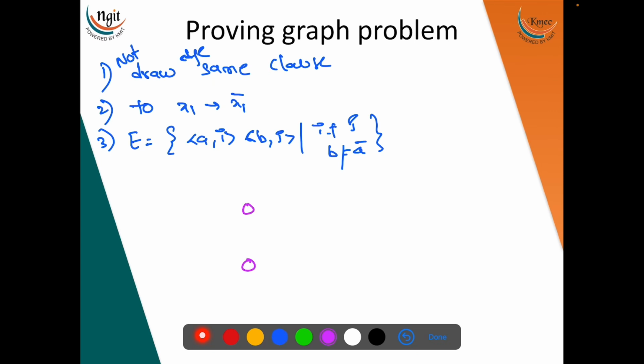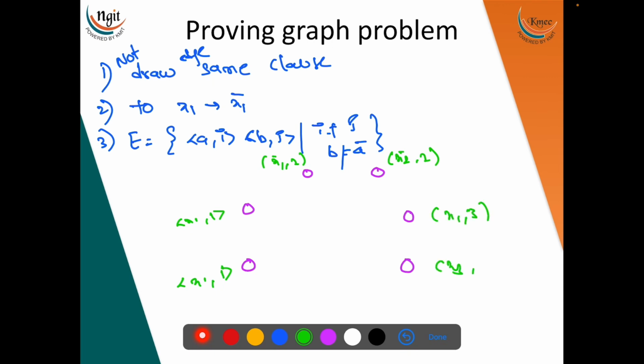The first clause is what? X1 and X2. The second clause is what? X1 bar and X2 bar. The third clause is what? X1 and X3. Now this is X1 comma 1, and this is X2 comma 1. This is X1 bar comma 2, and this is X2 bar comma 2. This is X1 comma 3, and this is X3 comma 3. According to this property, you have to connect the edges.